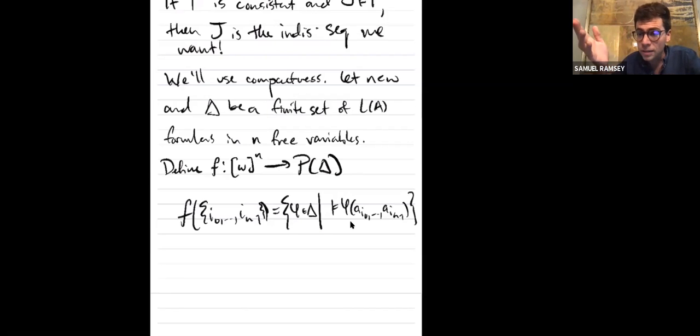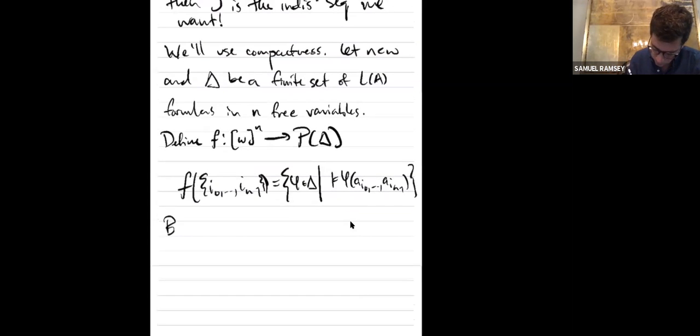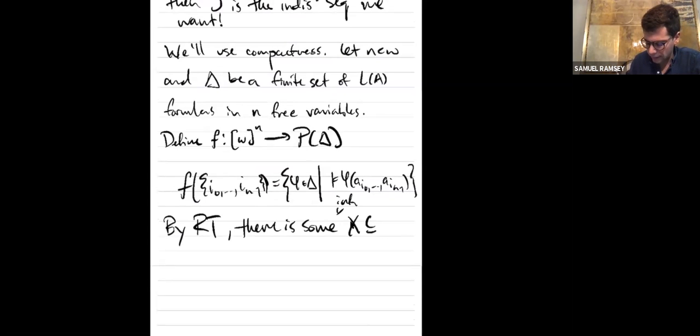Now, what does it mean for something to be homogeneous with respect to this coloring? It means that no matter which n-tuple I take, I get the same answer for each formula in delta. I either get true, true, true, or I get false, false, false for each n-tuple, although of course the truth value between the formulas can change. And so by Ramsey's theorem, there is some infinite X contained in omega such that f restricted to the n-tuples from X is constant.